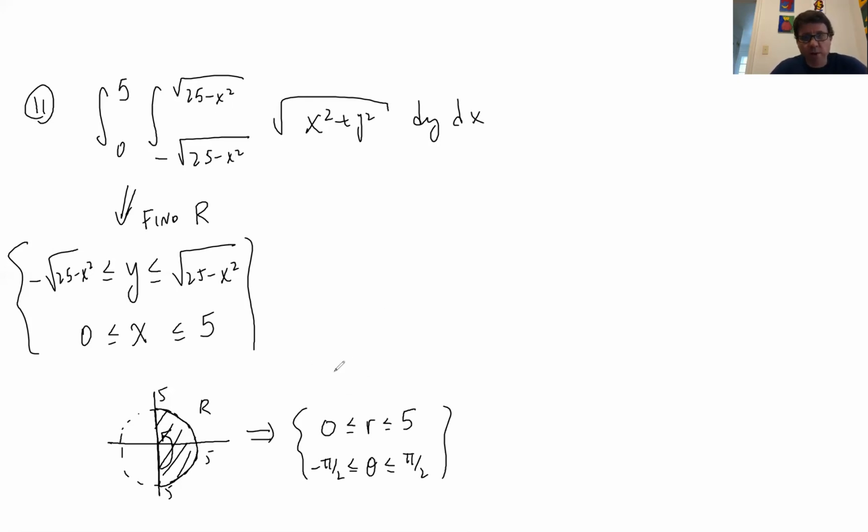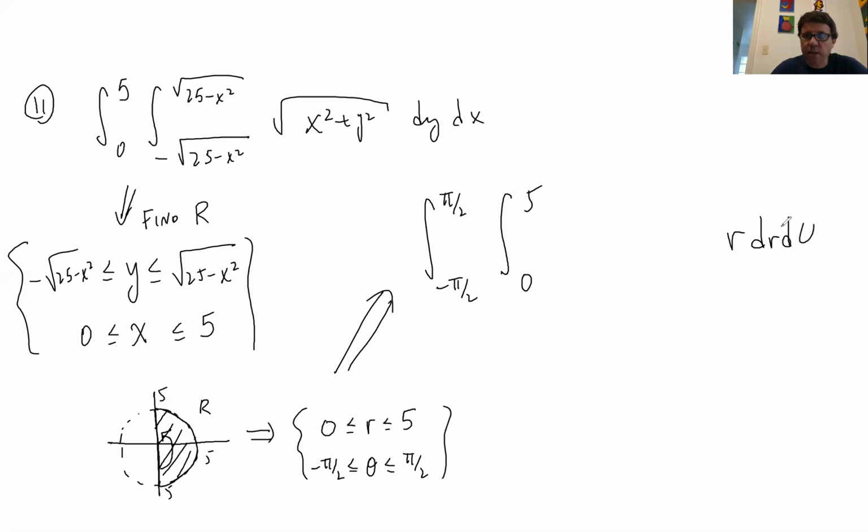So we're kind of wrapping around here. If we impose that on our integral, that means the integral is now negative pi over 2 to pi over 2, and 0 to 5 for r. So again, it's numbers and curves, even though everything looks like numbers. On the end, we've got r dr d theta. That's what the dy dx becomes: dA, and then it becomes r dr d theta in polar.